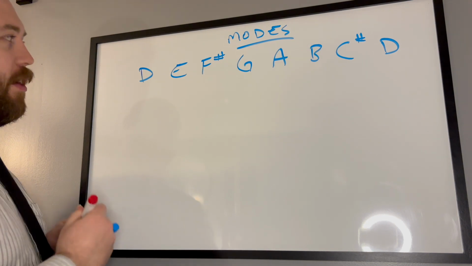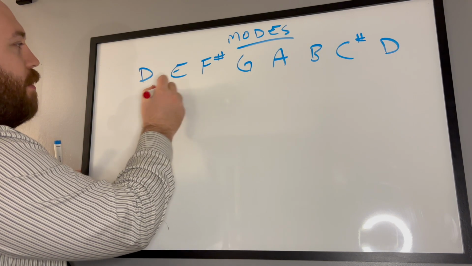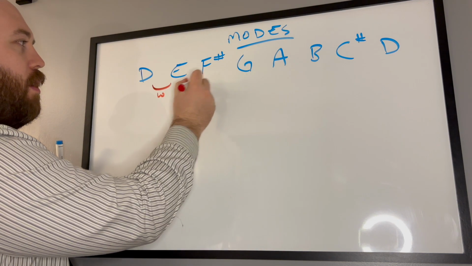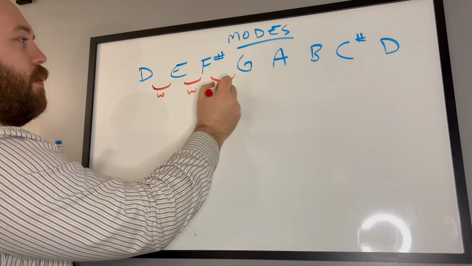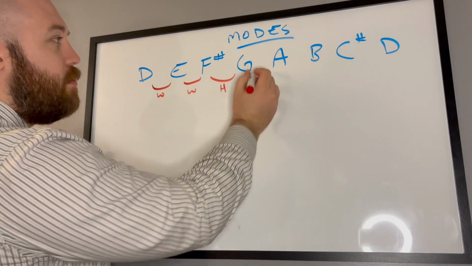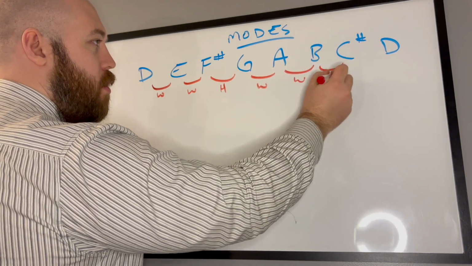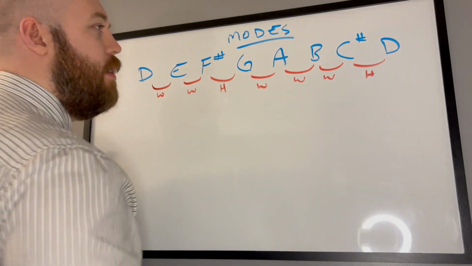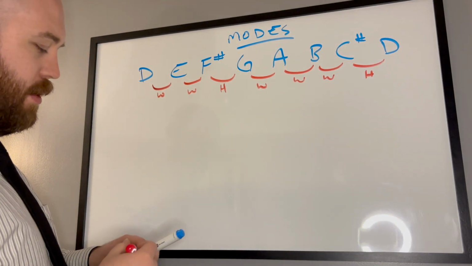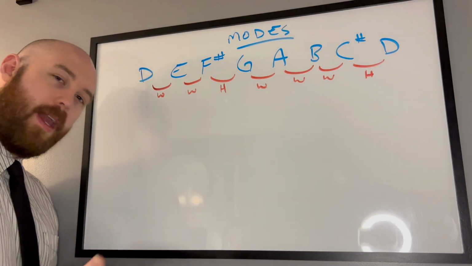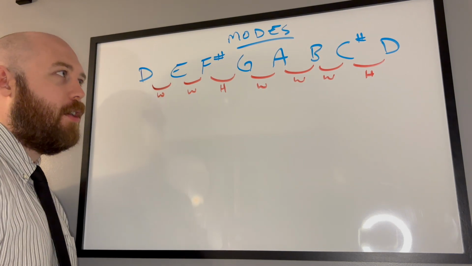So what we have here, if you remember, we have a whole step, a whole step, a half, a whole, and the last is a half to get us back to D. Okay, that's the major scale. It should look pretty familiar at this point.